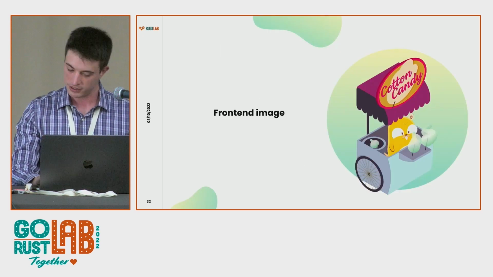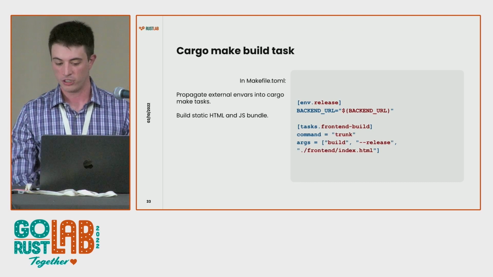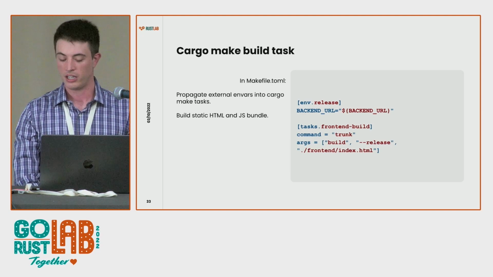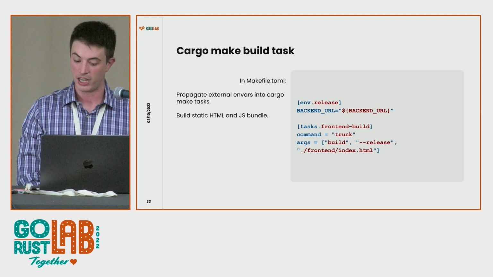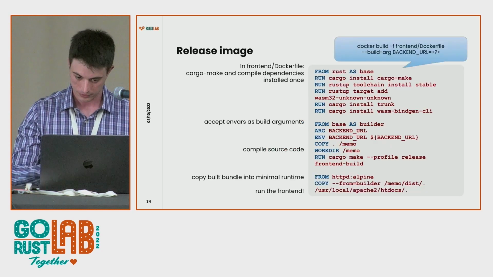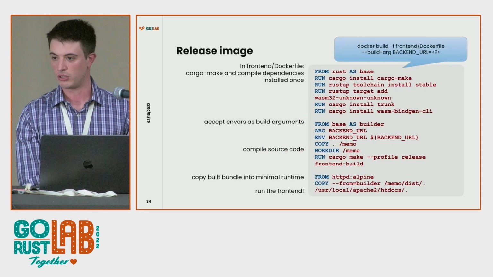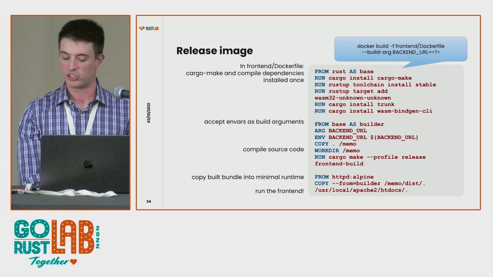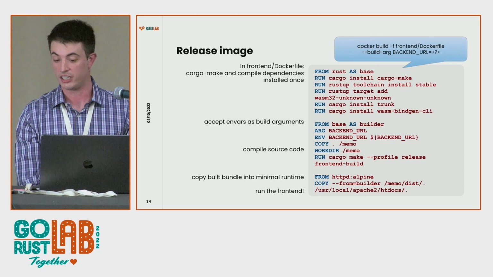So for the frontend, very similar story. We define a frontend build task, which just runs trunk build in release mode. And this will just generate the final bundle and will not serve anything. Again, we use a multi-stage approach. So we have the first step, again, which is base, which starts from Rust and installs all the needed dependencies.